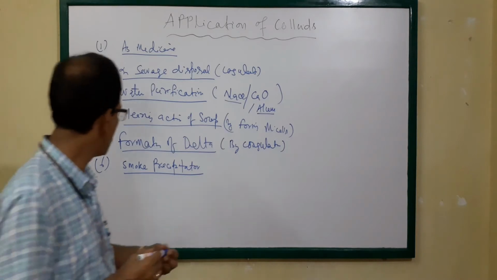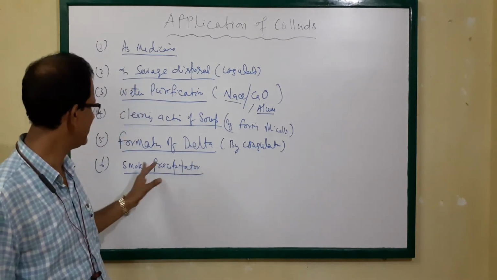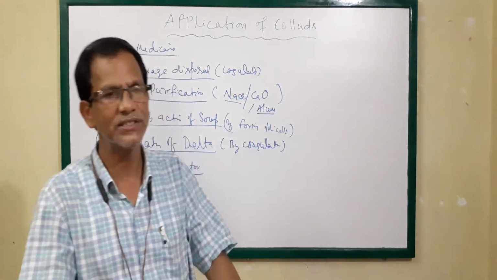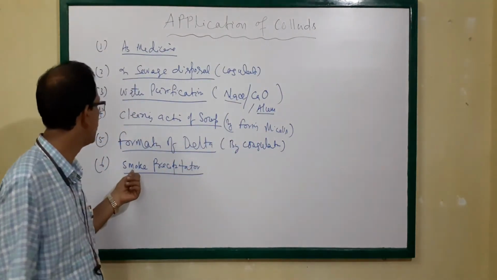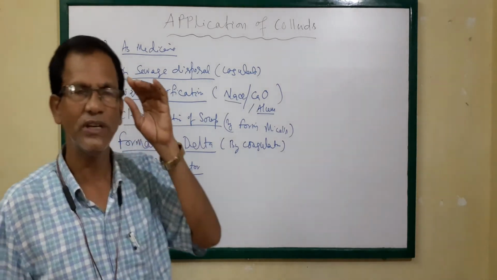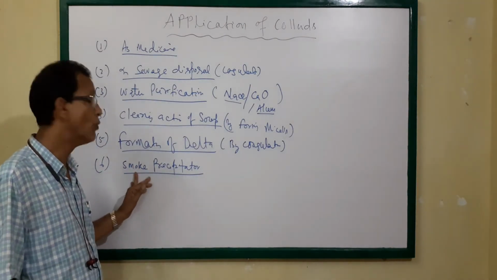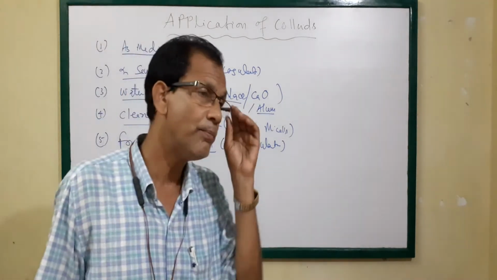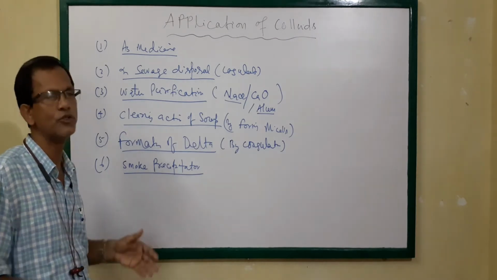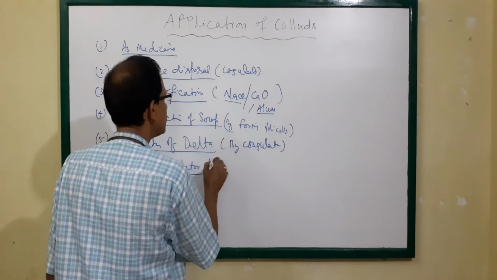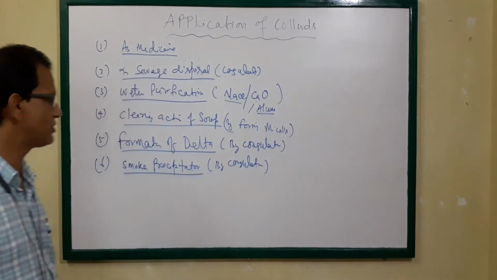Smoke precipitator. Here, smoke carries colloidal particles, which are charged particles. When this smoke passes through an oppositely charged, high voltage plate, the smoke particles settle down and get coagulated. So that is also used to control pollution. Smoke released from the chimney can be controlled by using a smoke precipitator, which carries opposite charge ions to the smoke. That is coagulation. That is also a coagulation technique.